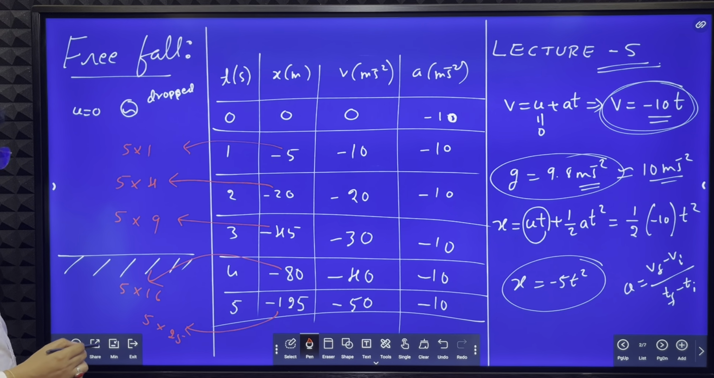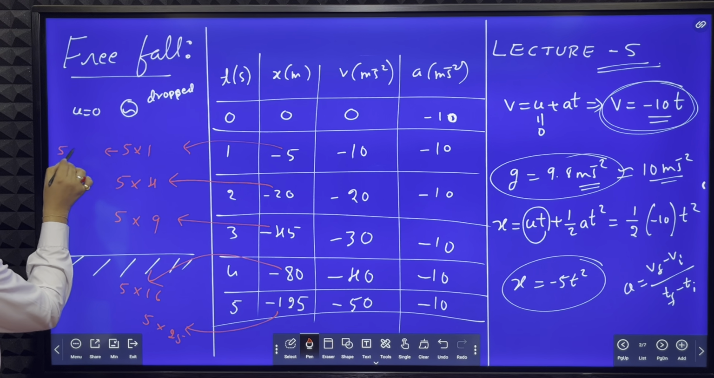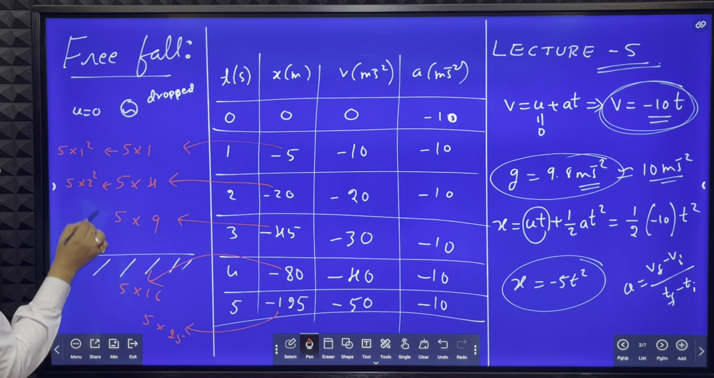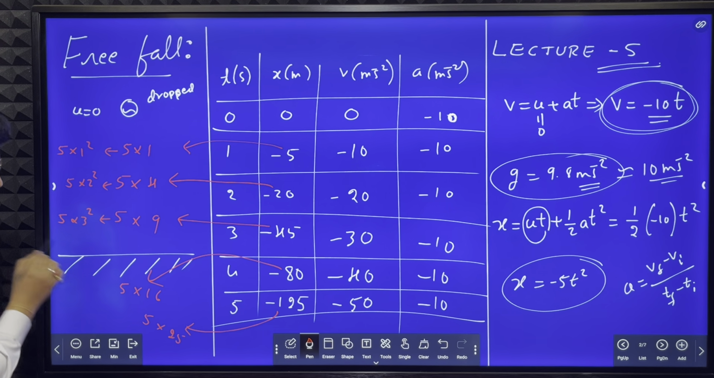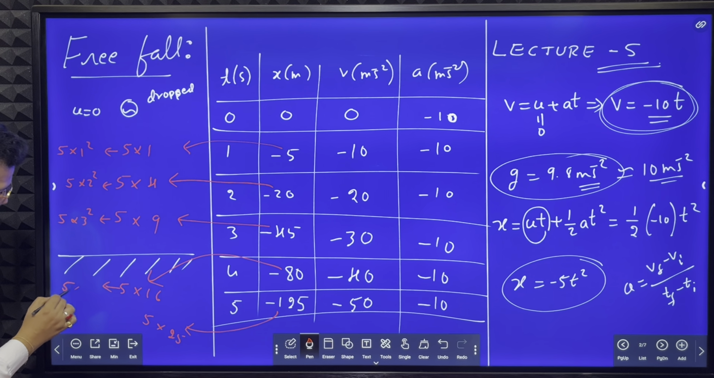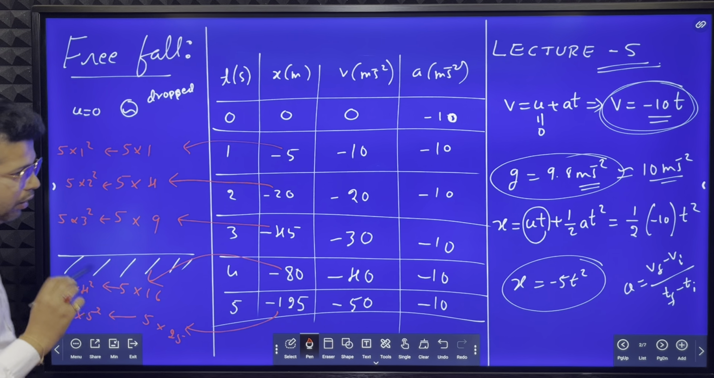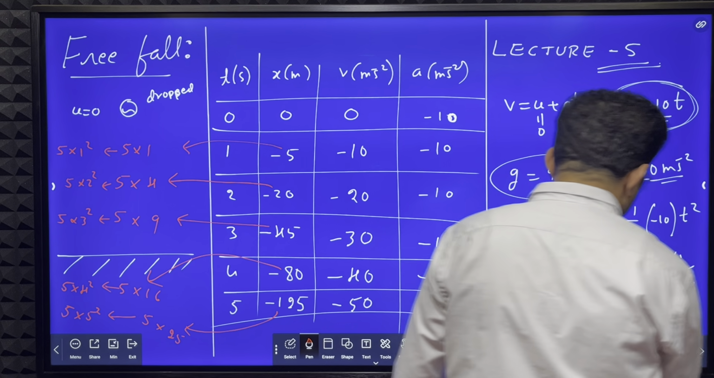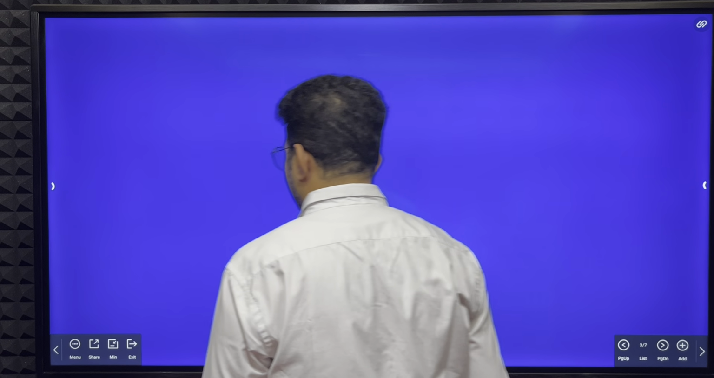Now what is the ratio? We'll see. I can write 5 into 1 as 5 into 1 square, 5 into 2 square. Correct now? 5 into 9 can be written as 5 into 3 square. 5 into 16 can be written as 5 into 4 square. 5 into 25 can be written as 5 into 5 square. Here we can write one very important point. What is that very important point? I'll just clear it.